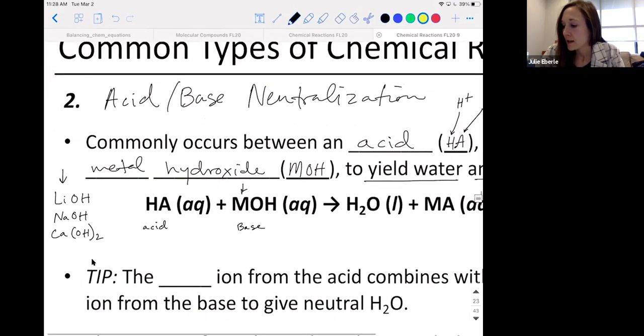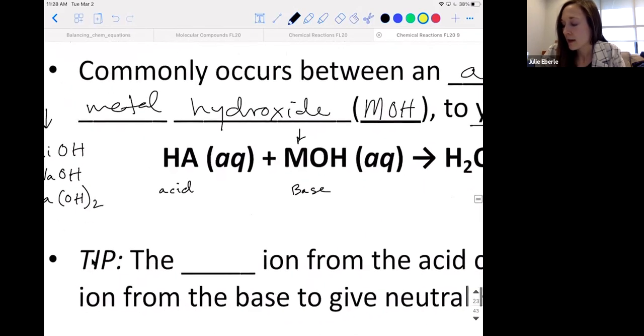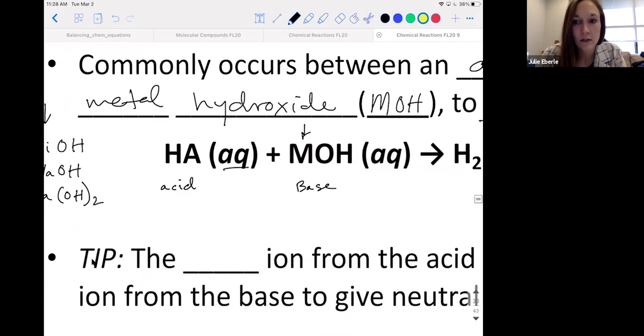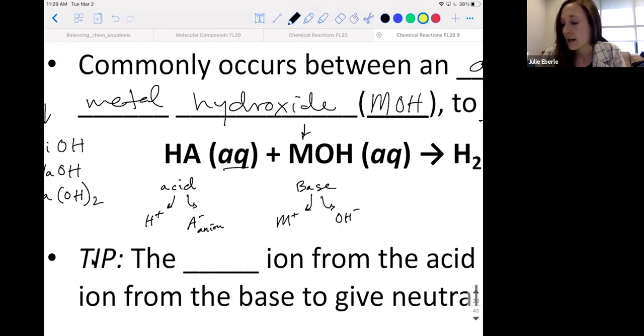So you've got HA and MOH, and these are going to make water and a salt. So what's going to happen to the acid? If this is aqueous, we know it's going to dissolve in water. And when it dissolves, you're going to get H plus and A minus, and this is the anion part, like we said. And then MOH is going to dissolve into your metal cation and your hydroxide anion. This is double displacement. We've got two ionic compounds here, your cations and your anions.